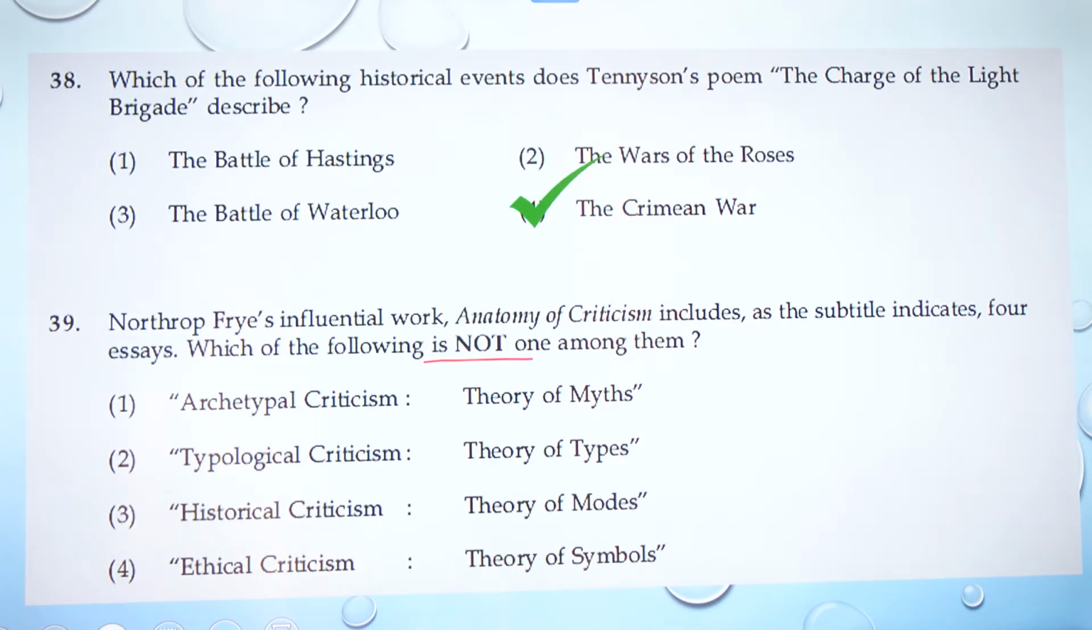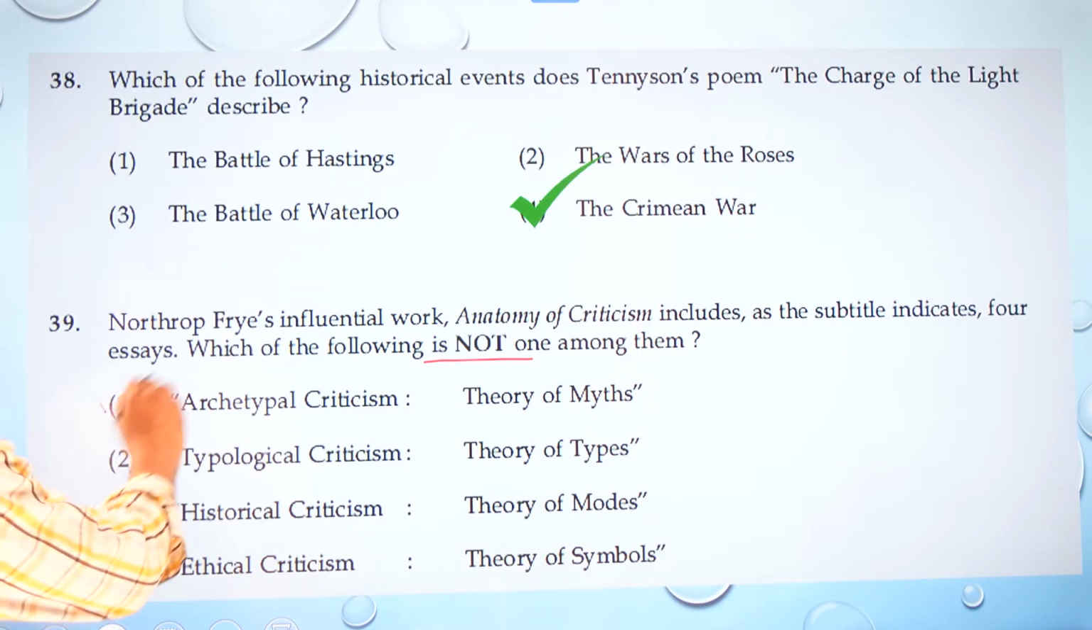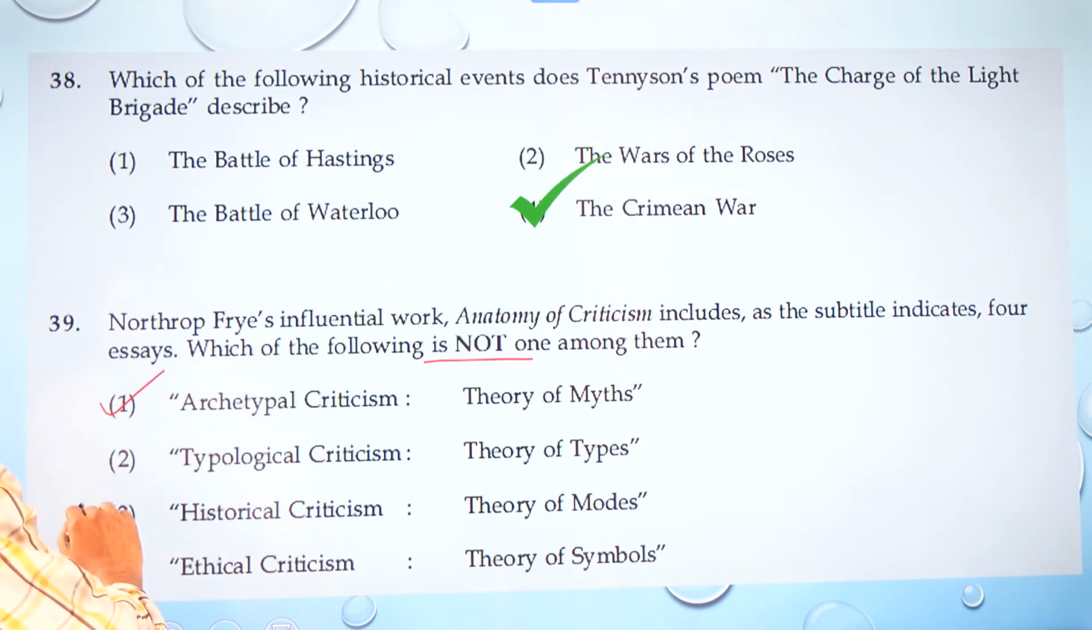And the answer is very simple. This is also part of the Anatomy. Again, this is a part and this is a part, and here this is not a part, typological criticism, and the correct option is number 2. Typological criticism is not part of Anatomy of Criticism by Northrop Frye.